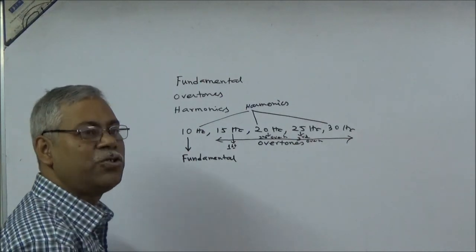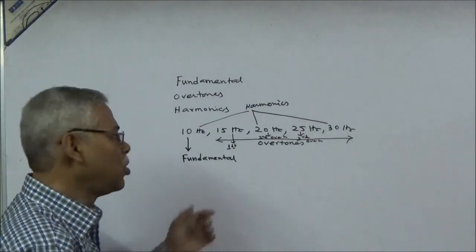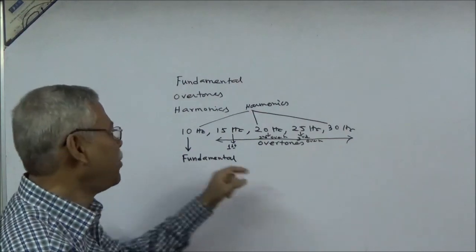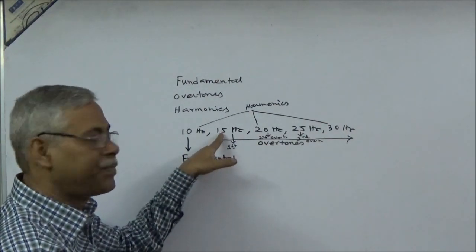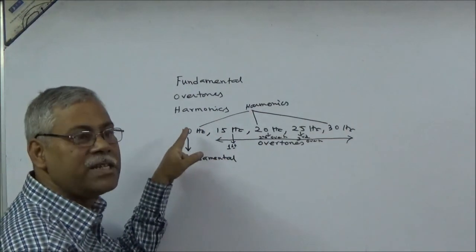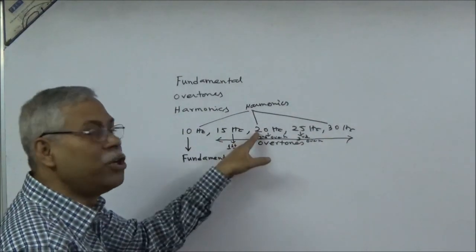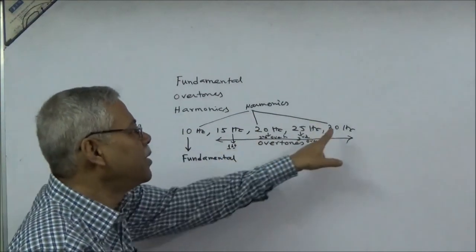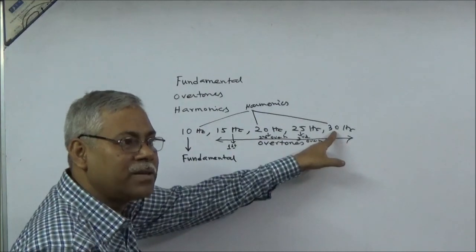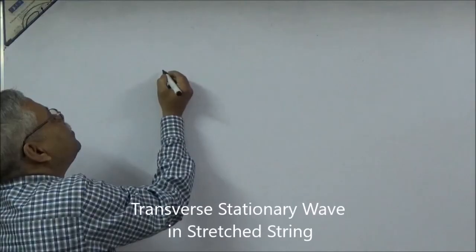Okay? You understood harmonic and overtones? All these are overtones. But this is not a harmonic. 10 into 1, the fundamental itself, is the first harmonic. Then 10 into 2 is the second harmonic. This is the third harmonic. Okay?